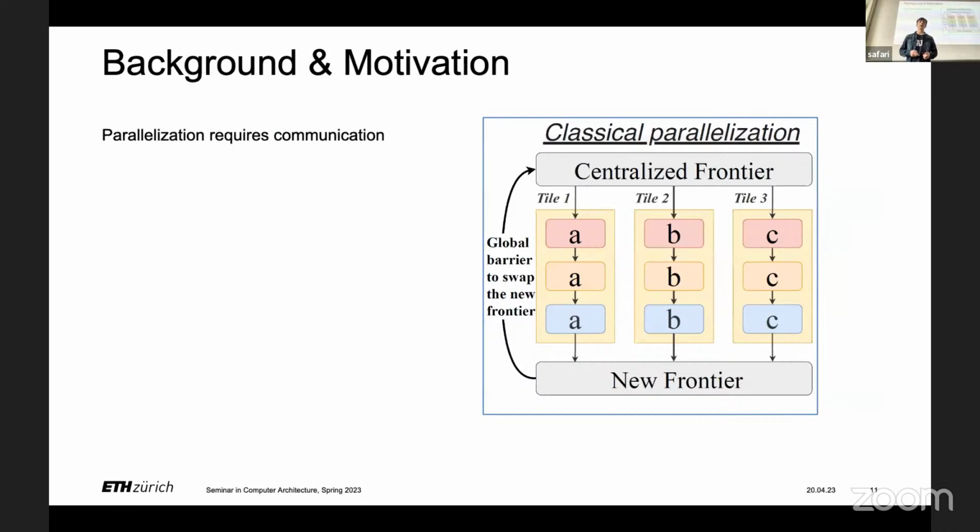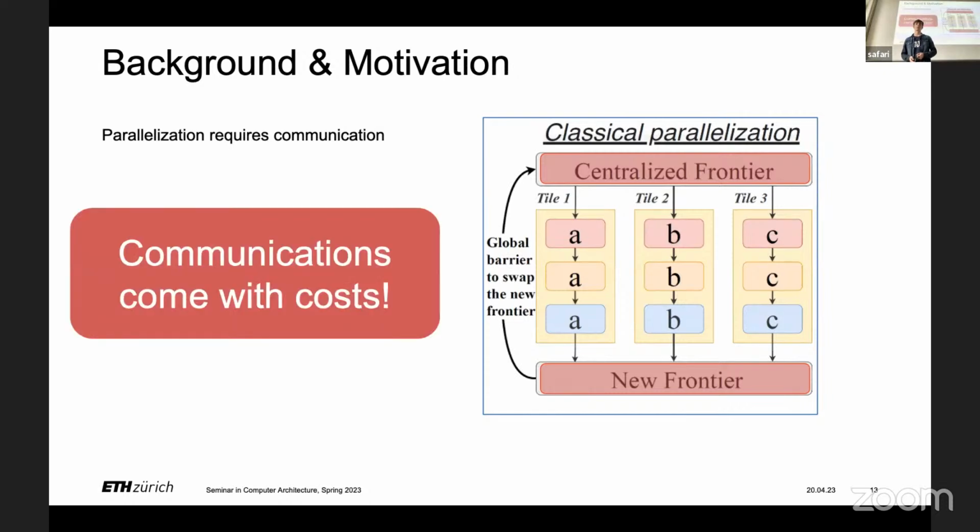Moreover, when you're trying to parallelize this kind of algorithm in the classical manner, you are going to have different processing units that are doing some work. And then after some time, they need to communicate with each other to have the same state of memory. It has to be consistent. So there are these two places, the centralized frontier and the new frontier, where you're simply going to have some communication between processing units to have this kind of consistent state of memory. But this kind of communication does come with some costs.